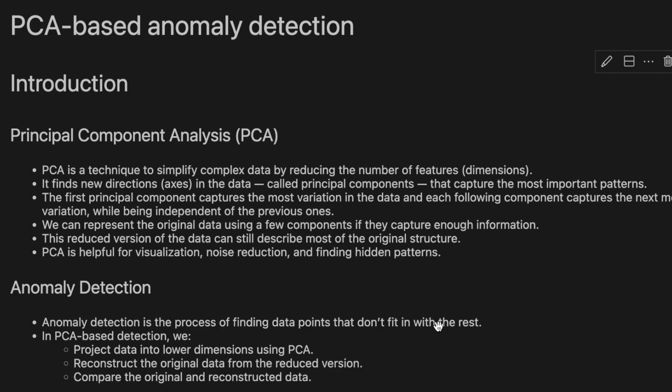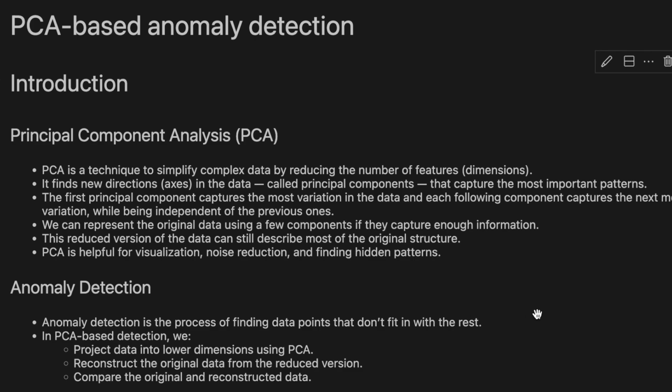We can represent the original data using a few components if they capture enough information, and this reduced version of the data can still describe most of the original structure. And PCA is helpful for visualization, noise reduction, and finding hidden patterns. This technique is very useful in machine learning, especially when we work with feature engineering.